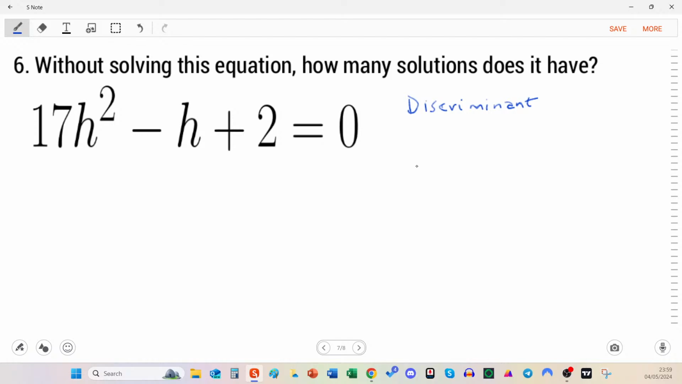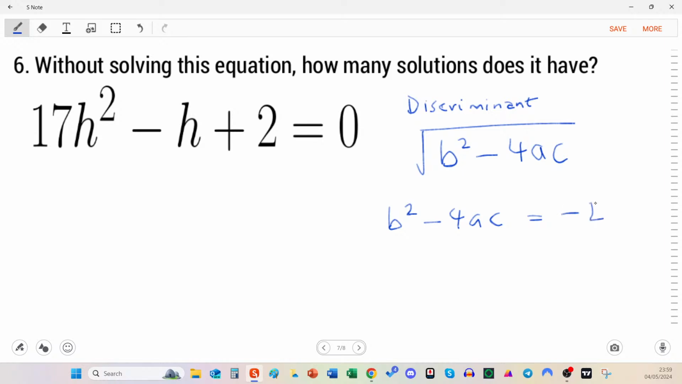Okay, now you'll recognize it from the previous slides or previous work that we were doing today as the bit underneath the square root. Now it's really important here because if the answer to b squared minus 4ac, let's say it was negative 2, that's going to be an error, because you can't square root a negative. So in this case, we see that there is no roots.